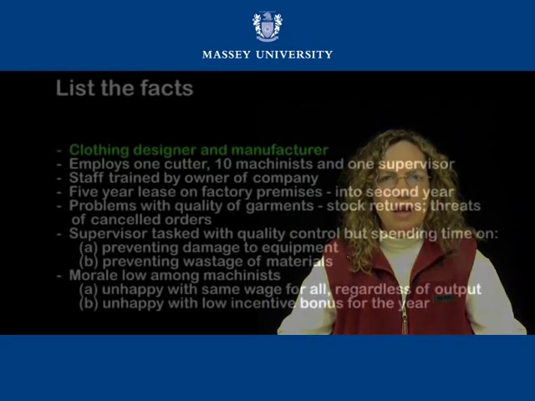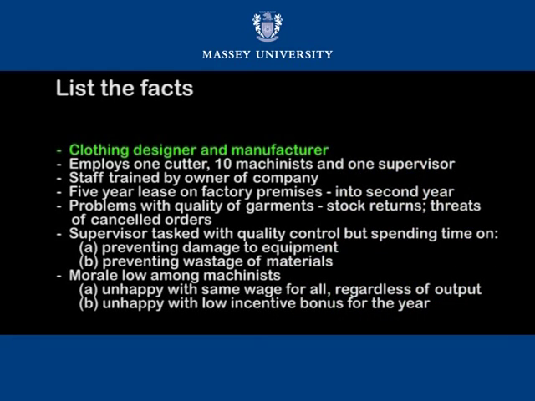First, what is the nature of the organization's business? Clothing design and manufacture. Then, how is the organization staffed? The owner, the designer, employs 1 cutter, 10 machinists, and 1 supervisor. Then, very importantly, who trains the staff? Staff training can often be the source of problems.